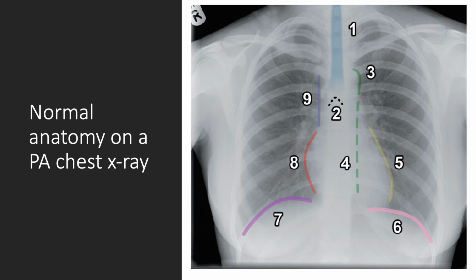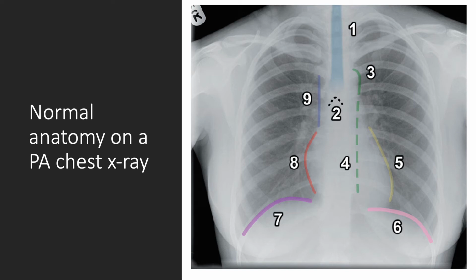Number 5, which is the yellow line, represents the left ventricle. Number 6, which is the pink line, is the left hemidiaphragm. Number 7, which is the purple line, is the right hemidiaphragm. Number 8, which is the red line, represents the right atrium. And number 9, the purple line, is the superior vena cava.